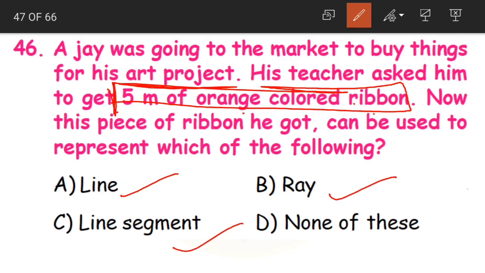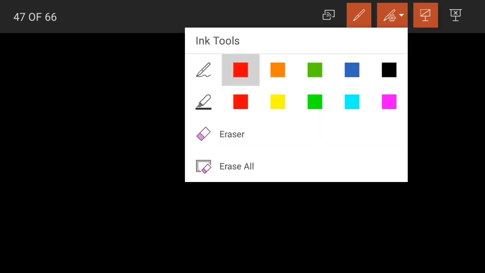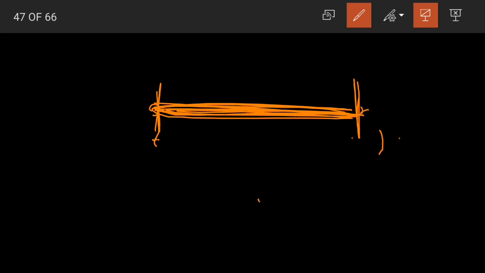When I am talking about this 5 meter ribbon, the length is only this much. Let me take orange only. Assume that this is a 5-meter orange ribbon. Now, does this have two end points, or only one end point, or no end points? Can we extend the length of this ribbon now, children? No, we cannot increase the length of this ribbon. This length is fixed. It is having two end points. So it is having a definite length.